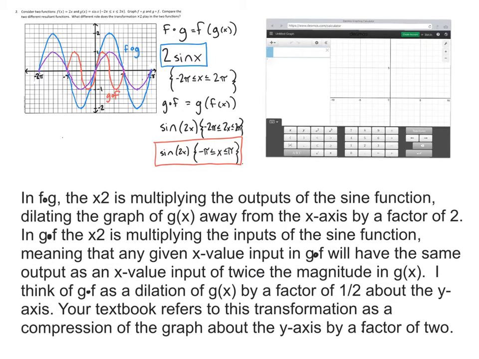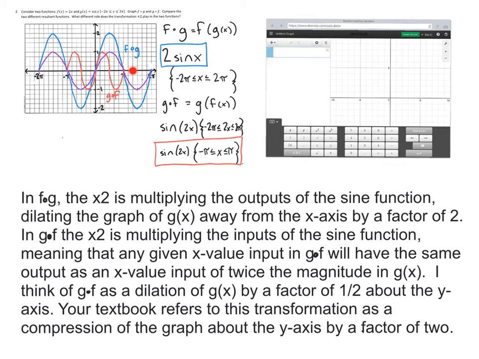So your textbook uses the phrase compression versus stretch to indicate dilations that get bigger versus smaller. I just say dilation, and then it's a factor of more than 1 if it gets bigger, and a factor of less than 1 if it gets smaller. But otherwise fine. You'll notice that if we compare the purple graph of g of x to the red graph of G composed with F, here this point 2 pi was dilated towards the y-axis by a factor of 2, or 1/2, depending on how you think of it.